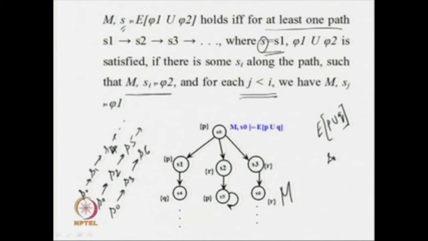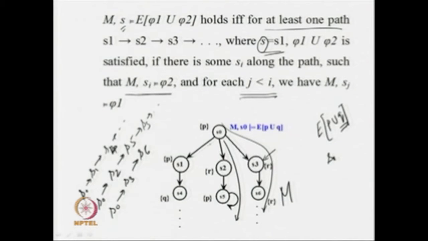Now, we are going to look for P until Q. If you look into this path, it is an infinite sequence, but we are not getting any state where Q is true. Similarly, if we look at this path, it is going from S 5 to S 5, so there is no possibility that we are going to get any state where Q is true. Here we may get somewhere Q is true, but in the previous state P is not true.